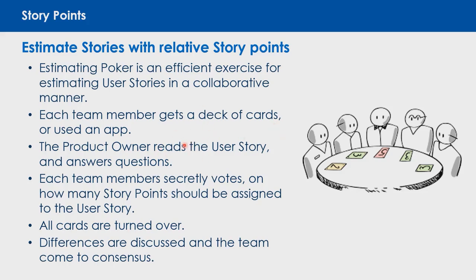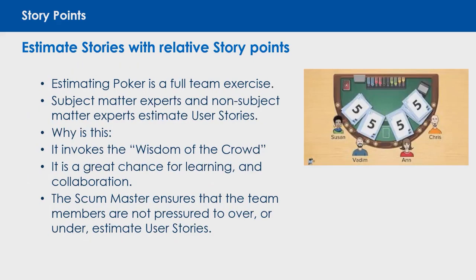The team, either with their cards or with their app, goes through a discussion with the product owner. The product owner reads the story and answers questions if needed. Each team member secretly votes on how many story points that team member thinks should be assigned to that story. Then all the cards are turned over at once, and the team discusses any differences and eventually comes to consensus. Sometimes there are team members with experience, and what they vote may be the way the team goes. It's really up to the team how they want to come to consensus.